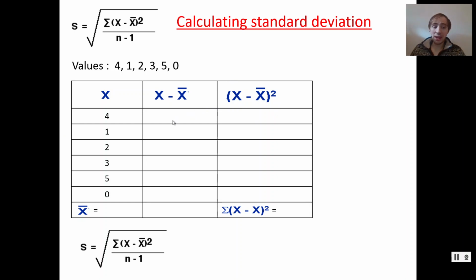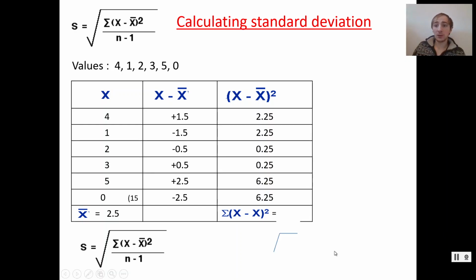You can do this for every set of data, please. So do the value minus the mean and then square it. Fill in this table, please, and pause me again to do that. Fine. So what we should have then is these numbers.